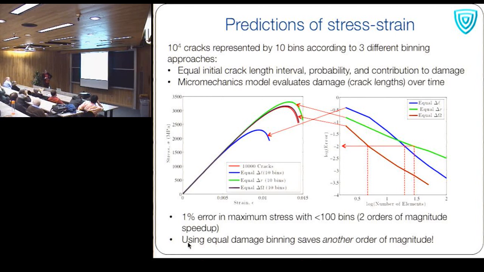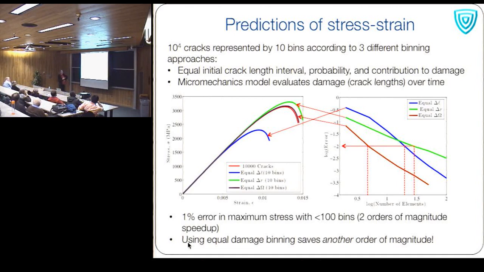Then we did 10 bins with an equal number of cracks per bin on average. And we get this green curve up here. It's better. I don't know, what is that, 5 to 10%? But it's still not great. But then we took 10 bins where we had binned them according to equal contribution to initial damage. And wow, that's pretty nice. We went from 10,000 cracks that we had to track down to 10 bins that we had to track. Basically 10 cracks. So we cut out 3 orders of magnitude just by binning with minimal loss of accuracy.